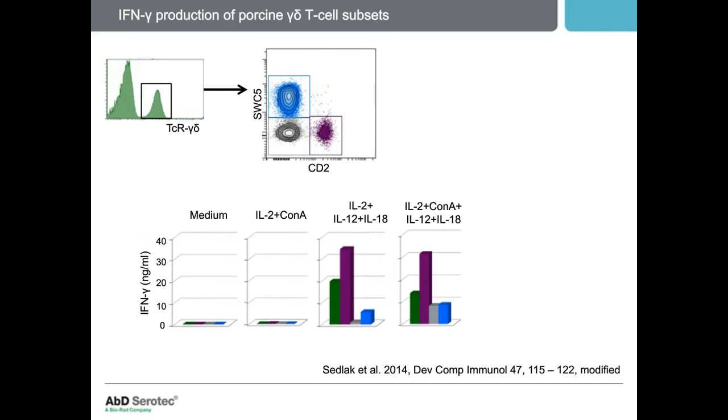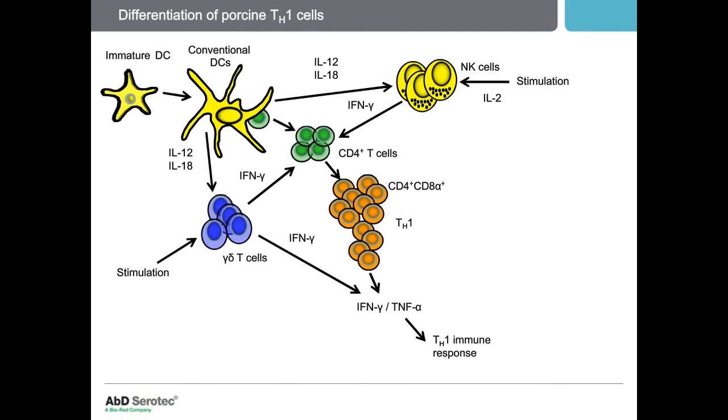And when we look at the interferon-gamma production, we can say that the main interferon-gamma producers are the CD2 positive SWC5 negative ones, here presented in red. They produce interferon-gamma after IL-2, 12, and 18 stimulation, as well as additional stimulation with concanavalin A. So when we look now at the differentiation of the porcine TH1 cells and the cytokine milieu and the respective populations producing the cytokines, we can say that interferon-gamma is produced by NK cells, stimulated by IL-12 and IL-18, as well as gamma delta T cells, which also produce a huge amount of interferon-gamma and therefore contribute to the TH1 polarizing milieu.